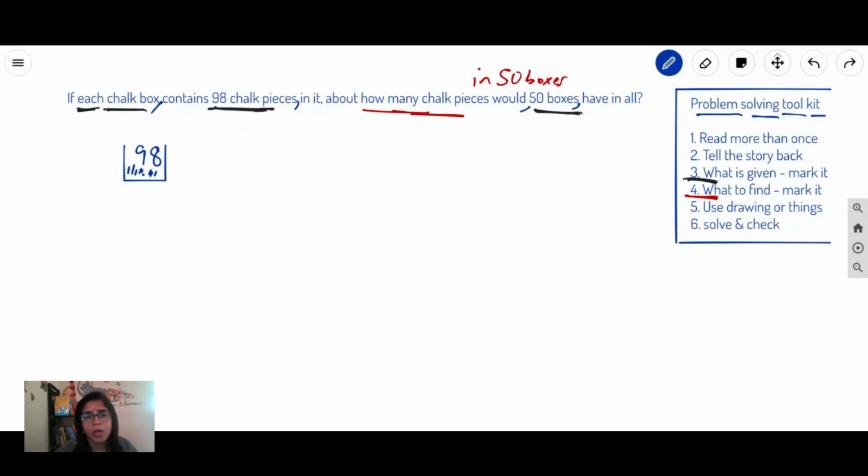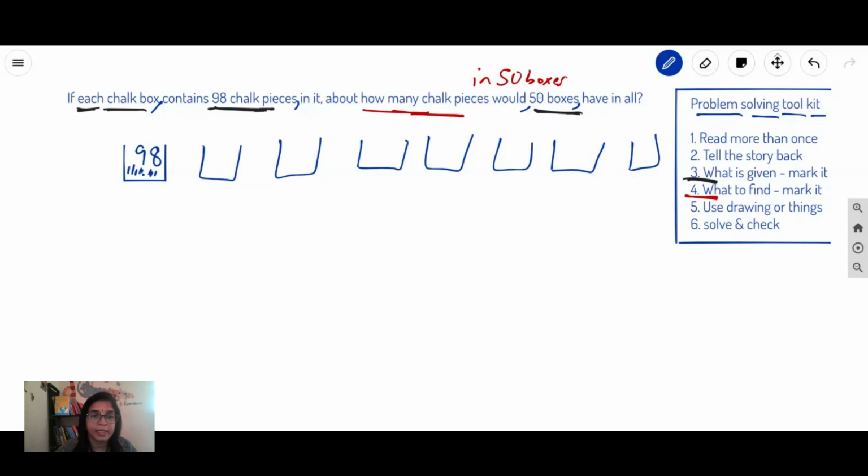Next part is about how many chalk pieces would be in 50 boxes. Okay, so now I have to draw 50 boxes, correct? So I can keep drawing like this, 50 boxes. And what all do I know? It's 98 pieces, no? So here also 98. Here also 98. So I know that many boxes are there, and every box is 98, 98, 98, 98. Now, this also has 98, okay? So, so many boxes.